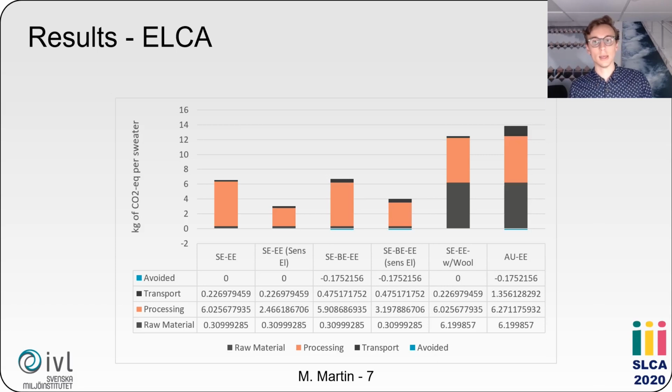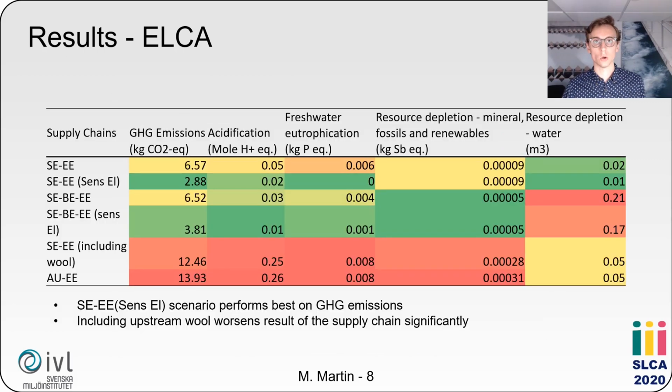Now, the Australian supply chain shows to be the largest when it comes to impacts, and this is mostly due to the increased amount of transport that is necessary. The CO2 that is offset by the lanolin production, which is shown in the Belgian and Australian supply chains, has little effect on the overall result. Now, also showing the results in the table for all the indicators shows that the Belgian supply chain performs slightly better in most of them, but significantly worse in the resource depletion for water indicator. And this is the trade-off that you would make when it comes to the Swedish or the Swedish-Belgian supply chain.